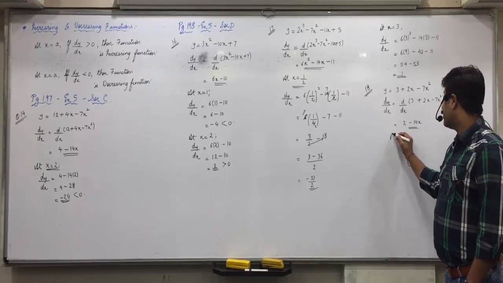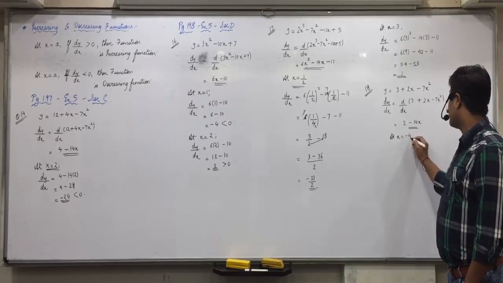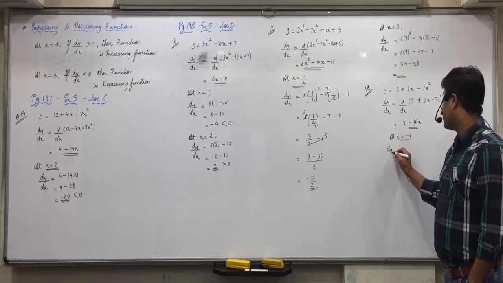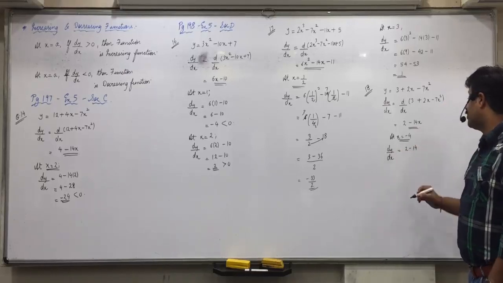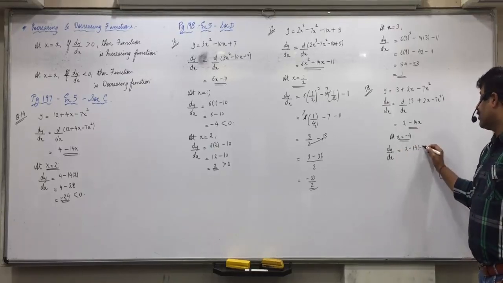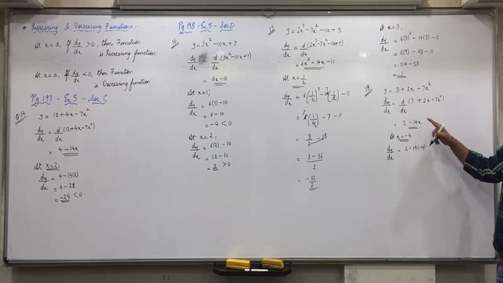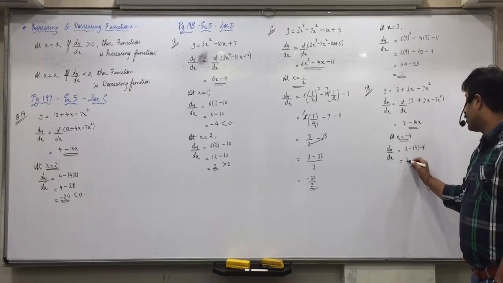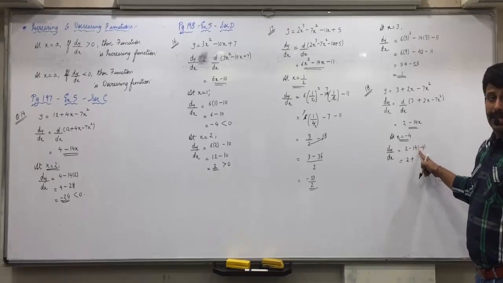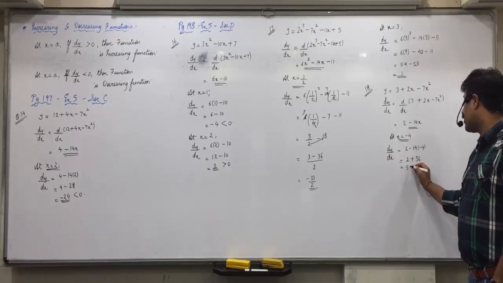At x equals minus 4, dy by dx equals 2 minus 14x. In place of x we will put minus 4. So 2 minus 14 into minus 4, that is 2 plus 56, since minus into minus becomes plus. 14 into 4 is 56. So 58.